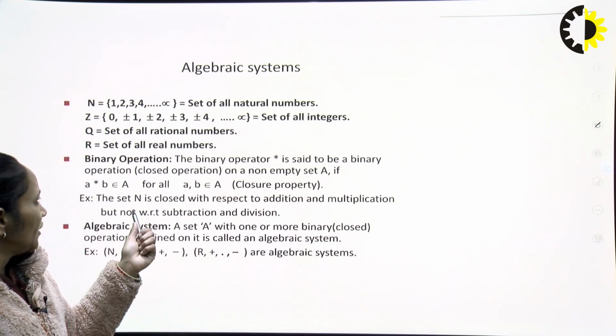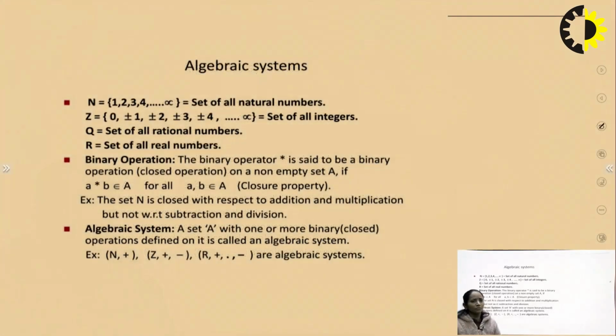So what is the binary operation? The binary operation is represented by a star symbol. It is also known as a closed operation on the non-empty set A. If there are two variables a, b which belong to the set A, and after performing this operation the result also belongs to the set A, then it is known as a closed operation. For example, the set N is closed with respect to addition and multiplication, but not with respect to subtraction and division.